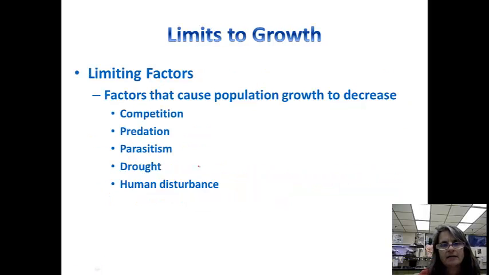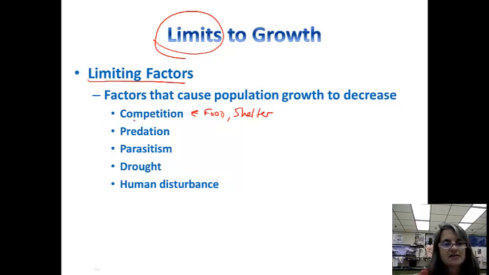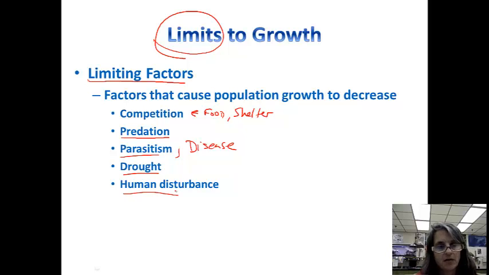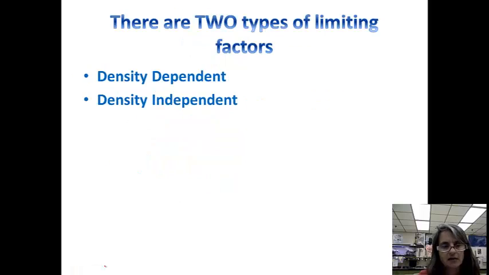Okay? Now, let's talk a little bit more about things that actually limit growth. These are called limiting factors in general. So, competition for resources, for food, for shelter, for water, whatever, that is going to limit the size your population can attain. Predation, as we've seen, will limit population growth as well. Parasitism, disease, okay, droughts, or other environmental factors, human disturbances. If we come and plow down the forest, that's definitely going to limit some population growth in that forest. Okay, so all of those things are limiting factors.